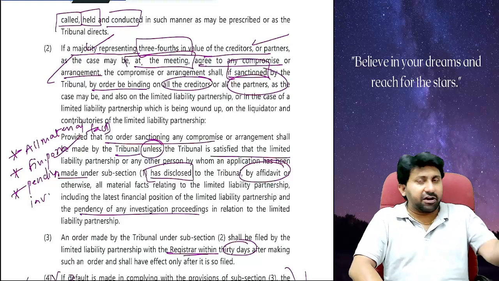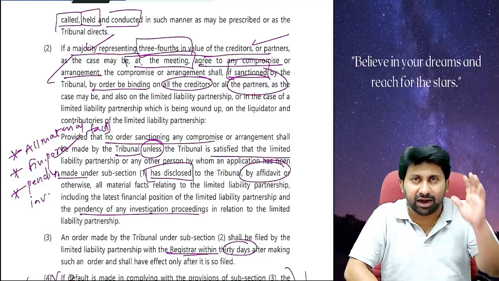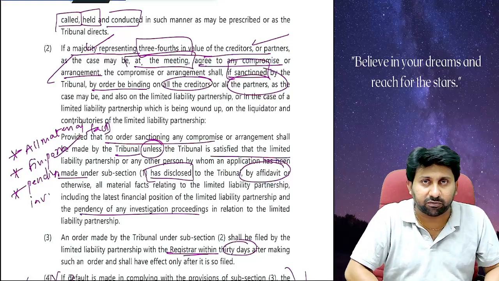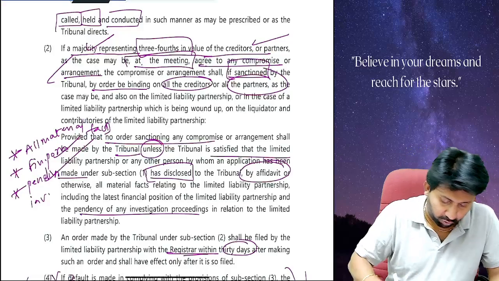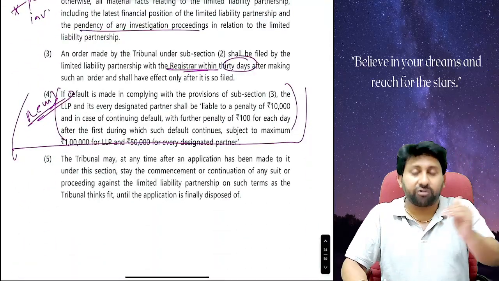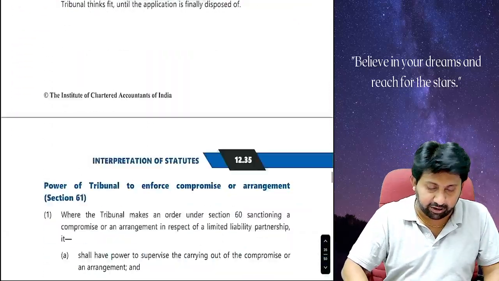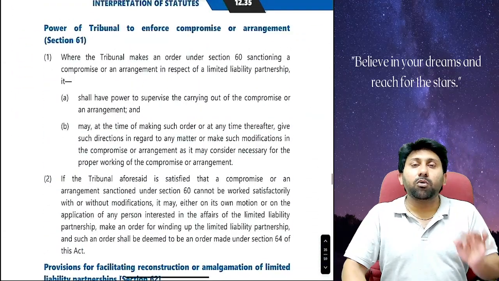Next one, latest financial position showing that it is bad. And last but not the least, if there is any pending investigation proceedings, you need to tell that. Order of tribunal should be filed with the ROC within 30 days, or else there will be a penalty. That's all.